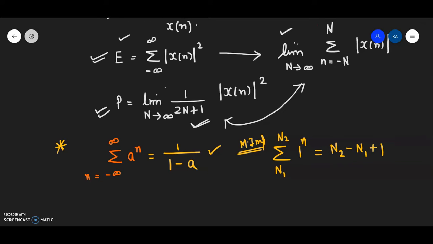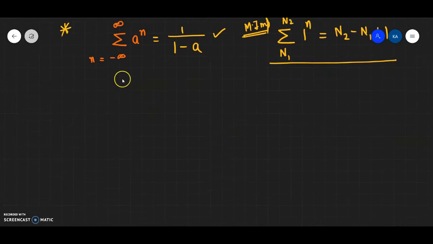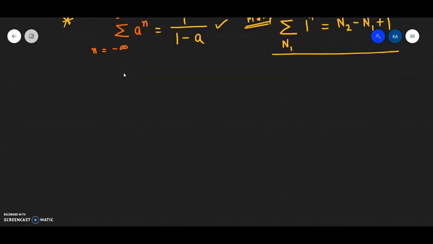The answer to this summation will always be n2 minus n1 plus 1. So we'll be using these two formulas readily while solving the questions. Let us understand this topic in a better way by taking few very relevant examples. Relevant in sense I'm talking in terms of your semester examination.